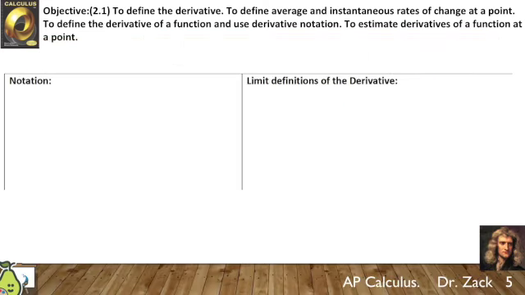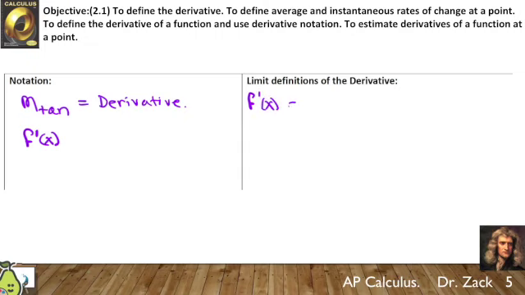So the instantaneous rate of change is the slope of your tangent line, but you know the slope of the tangent line is truly your derivative. Saying slope of the tangent line is a bit awkward at times, so the notation we're going to use is f prime of x. So the limit definition for your derivative comes in various forms.